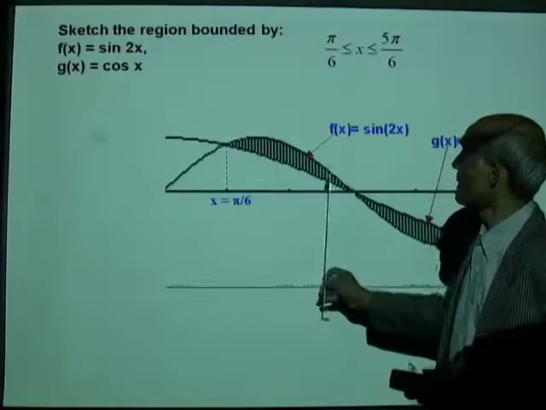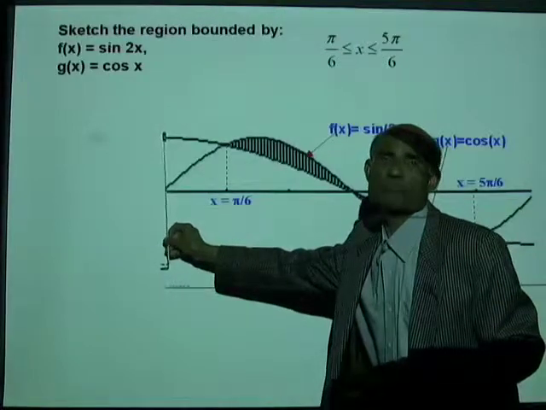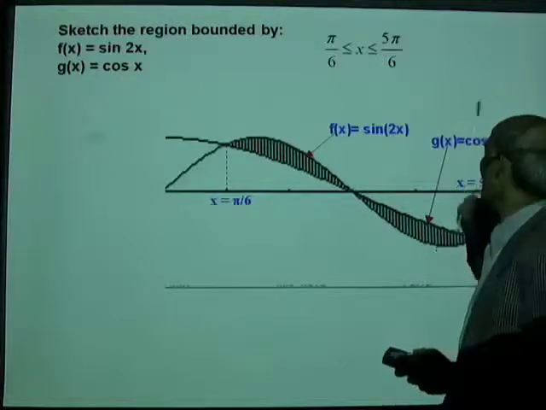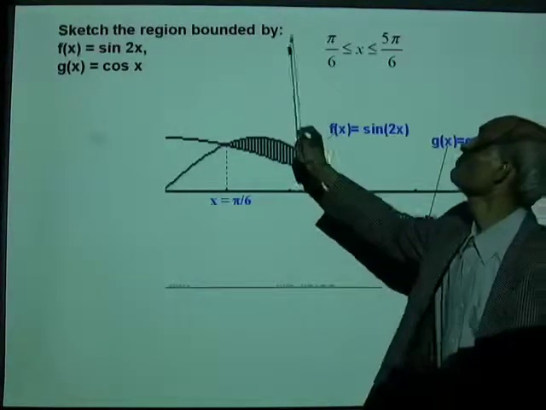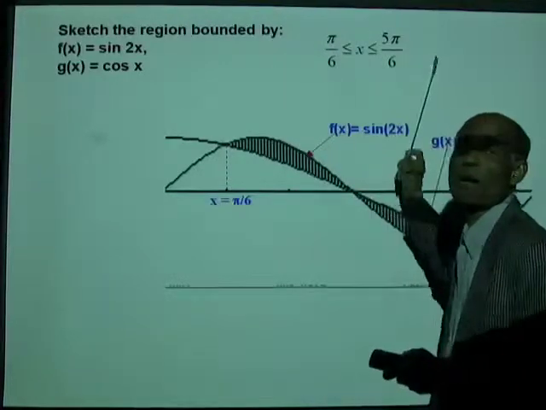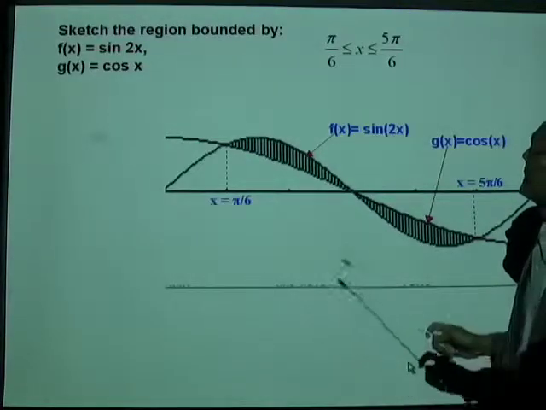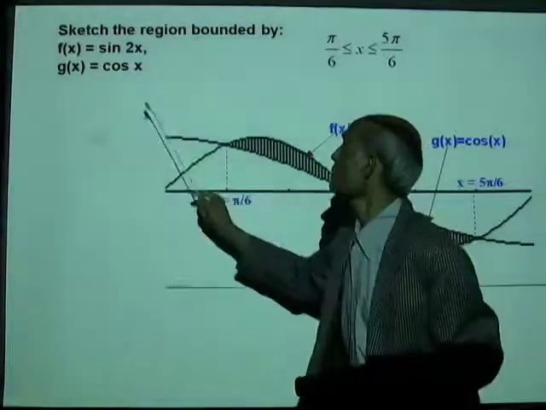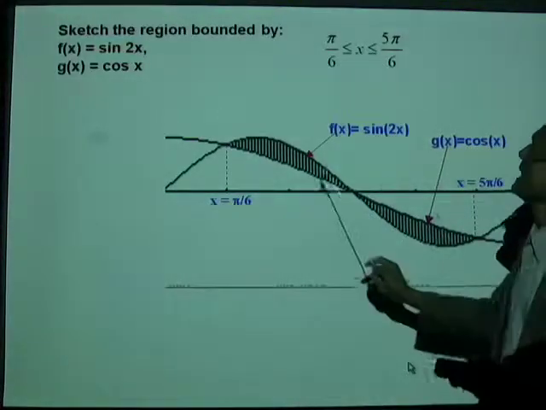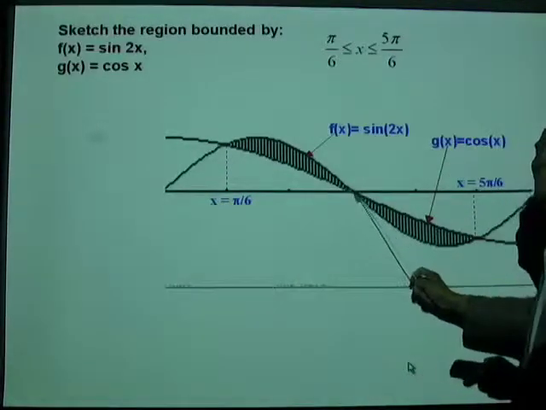Well, here it is. I suggest you draw it from, say, 0 to pi, or 0 to 2 pi. Now, f of x equal to sine 2x is this graph, and g of x equal to cos x is the other graph, isn't it?